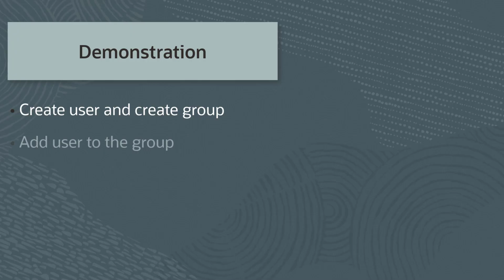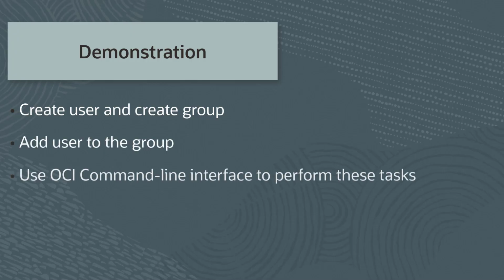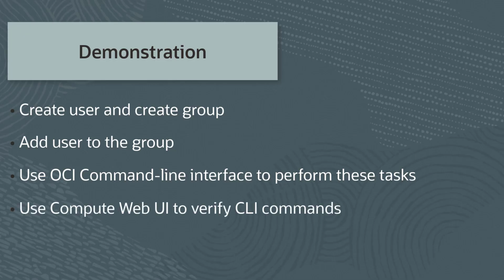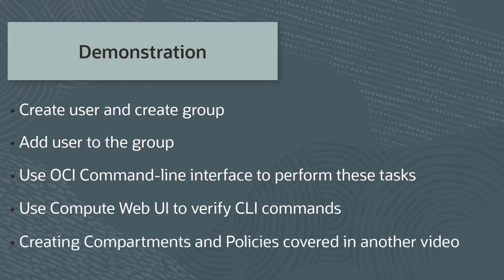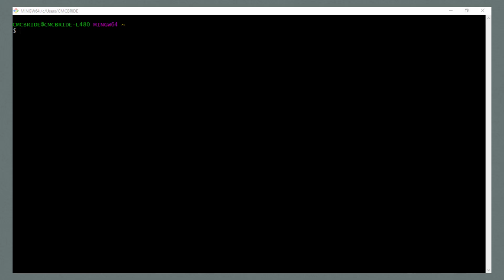In this video, I'll use the IAM service to create users, then create a group, then add users to the group. I'll use the OCI command line interface to perform these functions, and then use the Compute Web UI to verify that the CLI commands were successful. In a subsequent video, I'll create a compartment and the policies that will give the group a specific type of access within a specific compartment. I'll begin by listing the existing users.